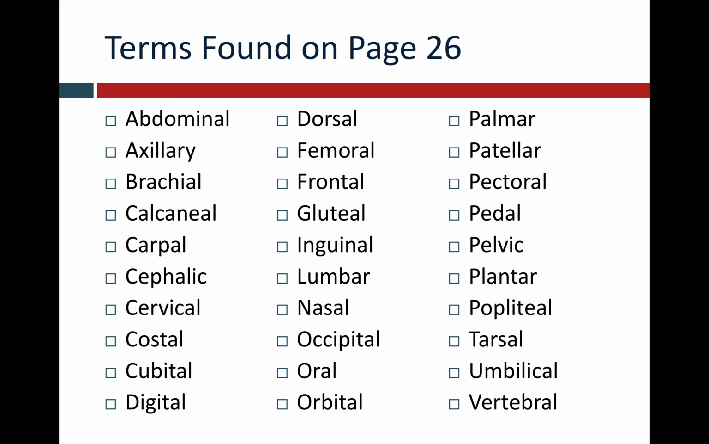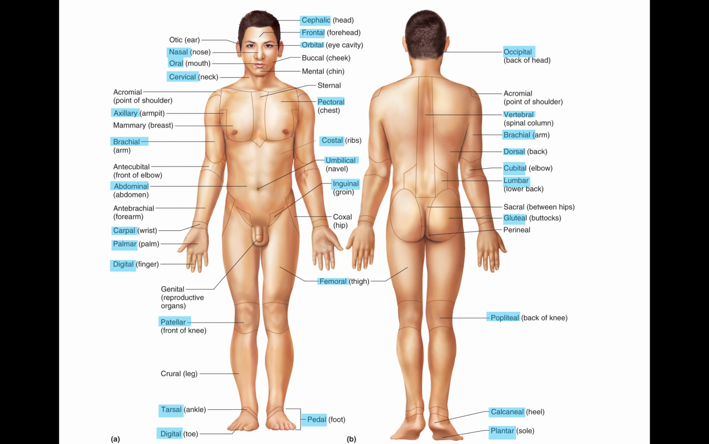These terms can be found defined and with pictures on page 26 of your textbook. There are more terms in your textbook than are on this list, so these are the ones that you are responsible for. This is a diagram from your text that has all of the terms, but the ones that I would like you to know from the list on the previous slide are highlighted in blue. You can get the definitions from your textbook or from this screencast.